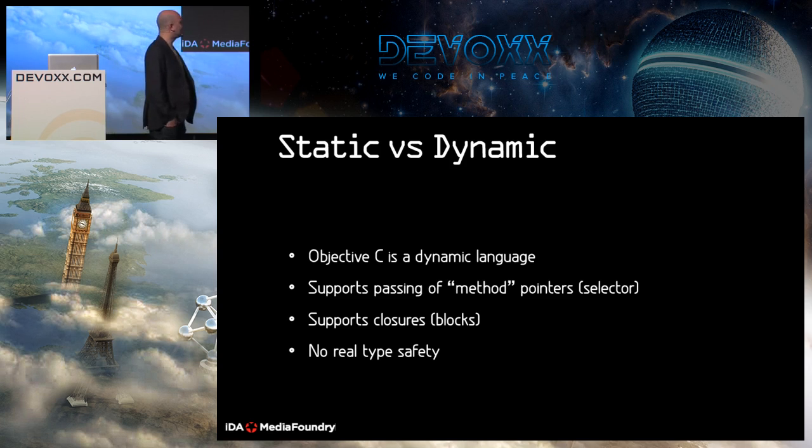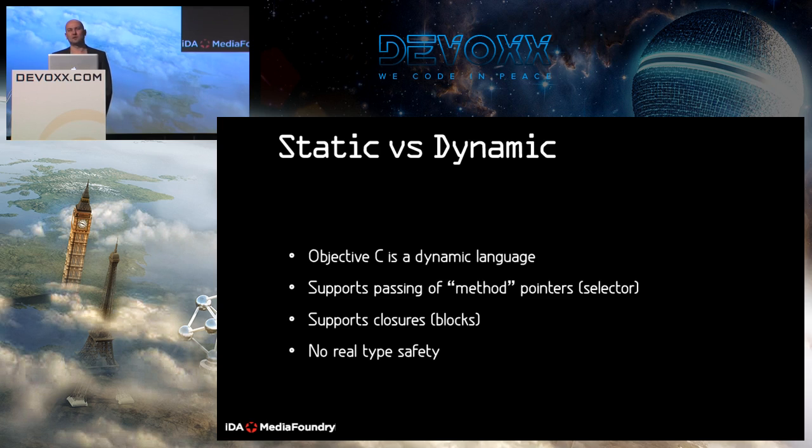A big difference between Java and Objective-C is that Objective-C is a dynamic language. A dynamic language means that you can, for instance, pass method pointers. We will talk about pointers a lot in this session. But you can pass method pointers. So the closures we are waiting for in Java actually existed for a long time in Objective-C, since it's a dynamic language.